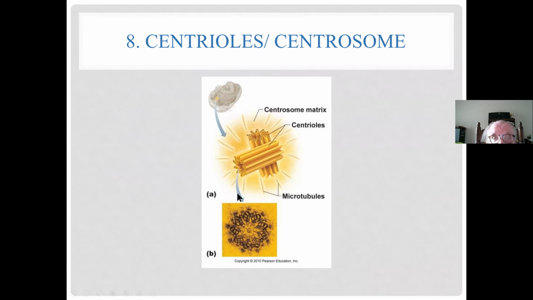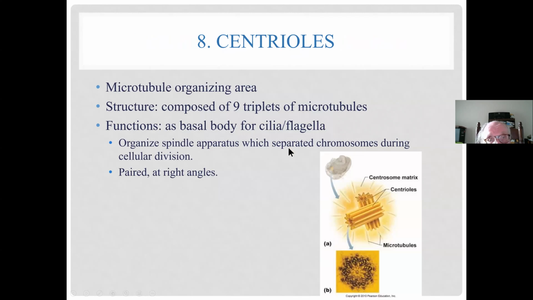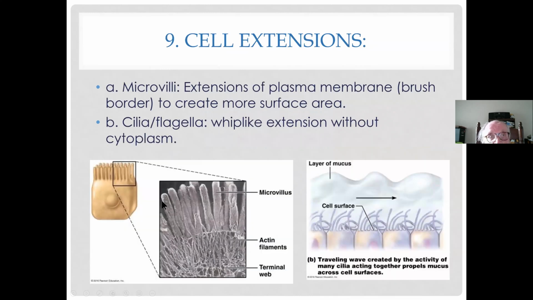They're at right angles to each other. And it also is where the spindle fibers come out when chromosomes are lining up before the cell divides in mitosis. The centrioles, microtubules organize an area, 9 triplets of microtubules, basal body for cilia and flagella, organized spindle apparatus paired at right angles. If you know what's on this slide, obviously you know everything about it.